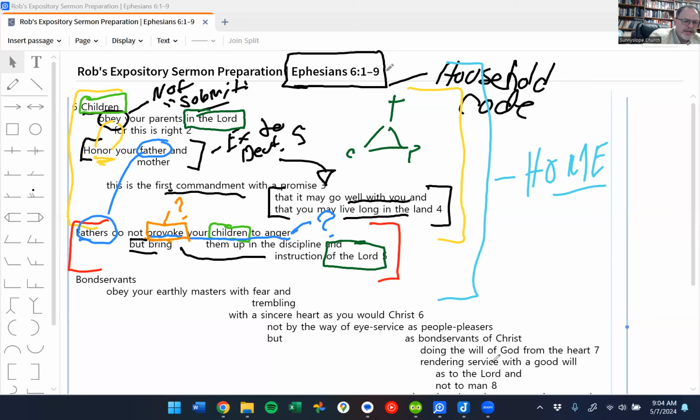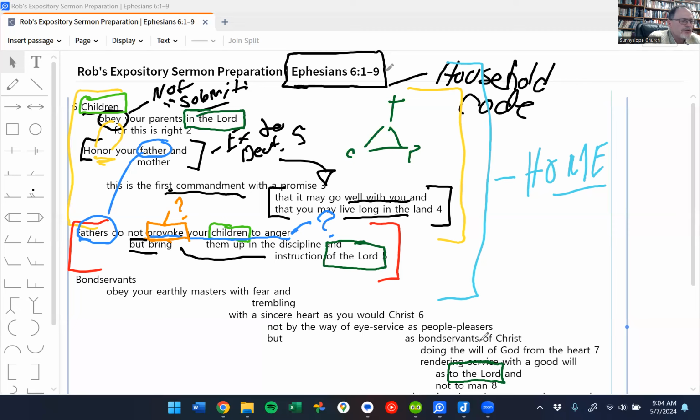We see it again down here where Paul, we haven't got there yet, but Paul is addressing bondservants and he's talking to slaves or servants, and he's telling them that there's somehow a relationship between their role and their responsibility and the Lord. And so again, we'll have to ask, well, what does that actually look like? And we don't know that quite yet, but we'll get there.